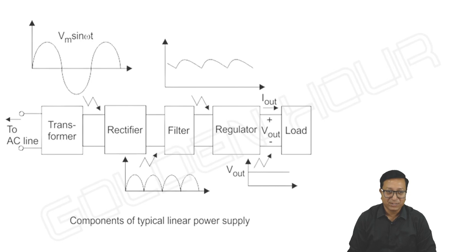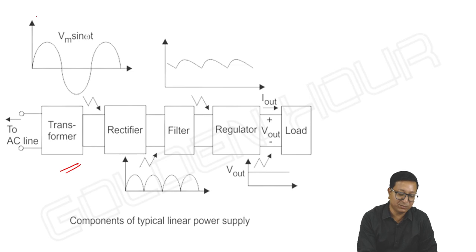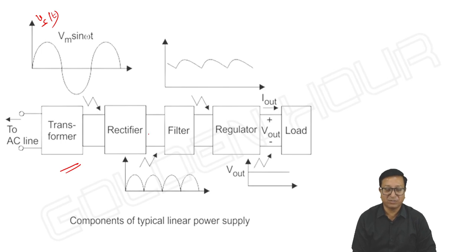If you look at it, first of all we have the step down transformer, whose output is Vm sin omega t, which we call the secondary voltage Vs of t. And after passing it through a rectifier, maybe half wave or full wave rectifier, considering full wave rectifier, this is what we are getting.